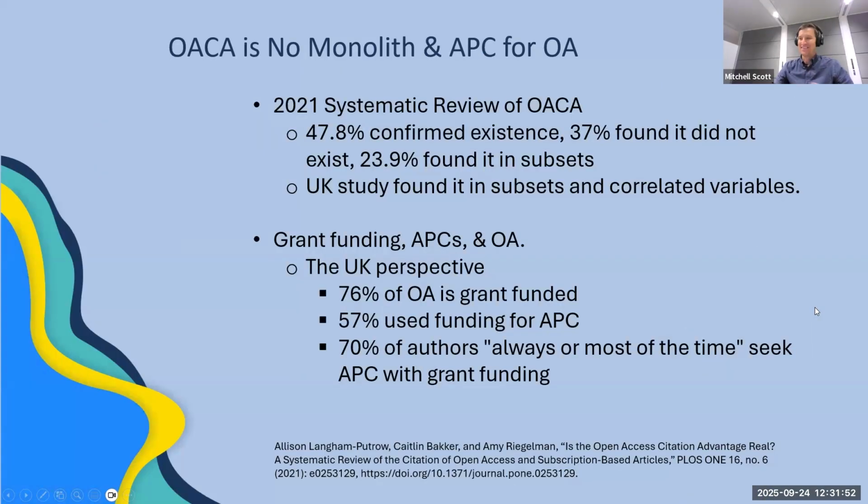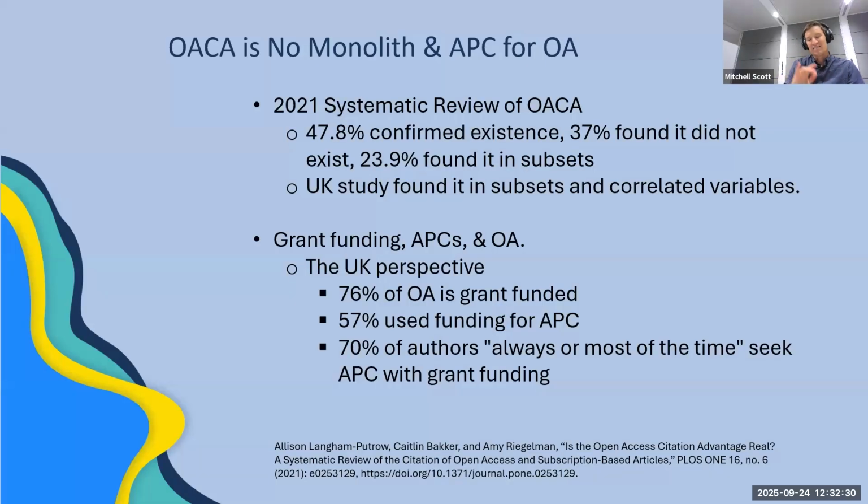Okay, thanks, Ben. So what we took away from this, and we hope you've taken away from this, is that OACA is no absolute, and this is no new argument. Librarians at the University of Minnesota conducted a systematic review of OACA research in 2021, and they reported that 47.8% of the articles written on OACA confirmed its existence, 37% found it did not exist, and almost 24% found it in subsets of their samples or in variables correlated to OACA. And our study falls firmly in this last group.